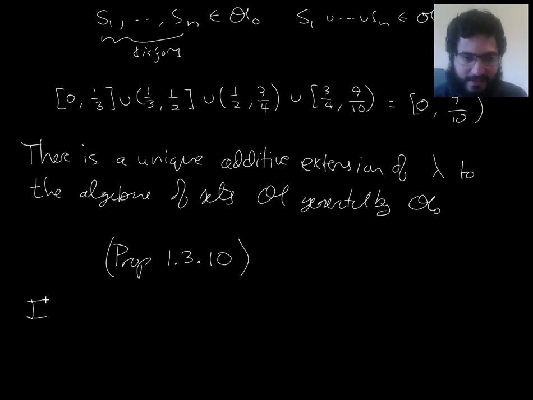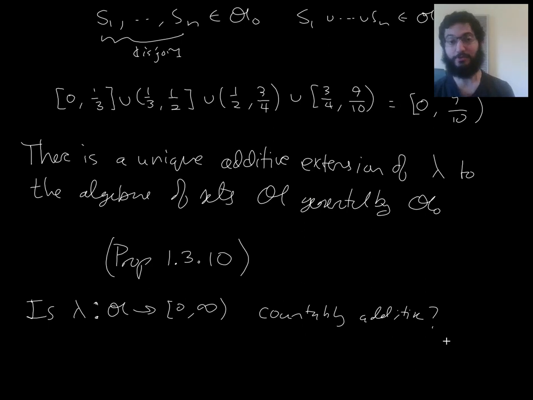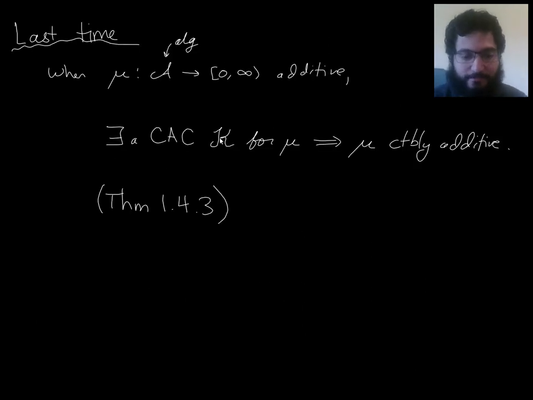And finally, so what should I call the extension? Let me just also call it lambda. So is lambda, the extended version of lambda, this version that's defined on elementary sets, countably additive? And we now have a tool for showing something like that. Instead of having to fiddle with infinite series or continuity from below or whatever, we can try to use this criterion. So we do have an additive function on an algebra of sets.